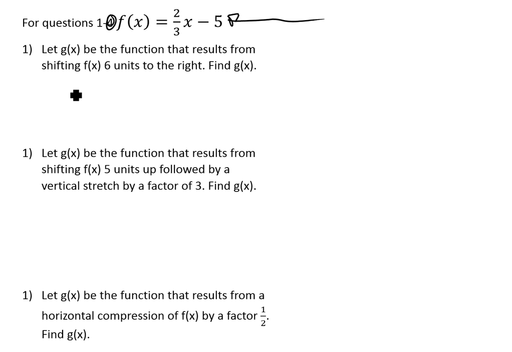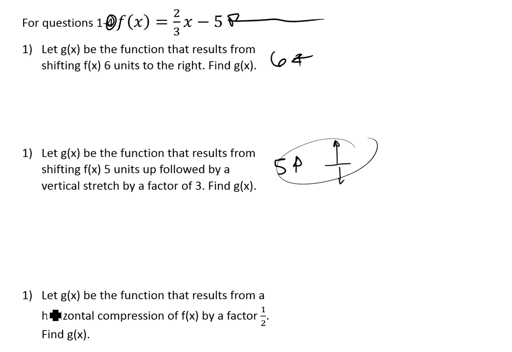Question 1 asked you to take that function and move it 6 units to the right. Question 2 asks you to move it 5 units up, and then after you move that up, you do a vertical stretch. When we do a vertical stretch, we're pulling everything equally away from the x-axis, by a factor of 3. This one had 2 transformations.